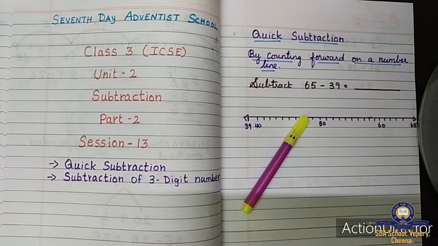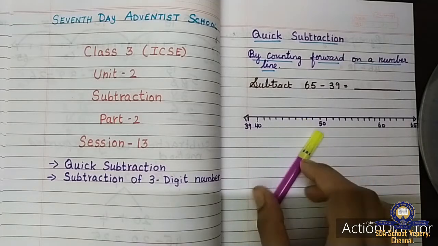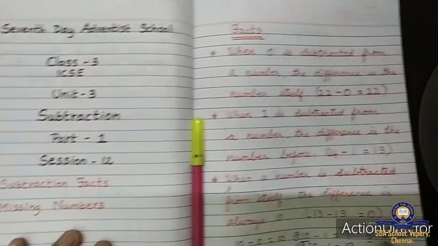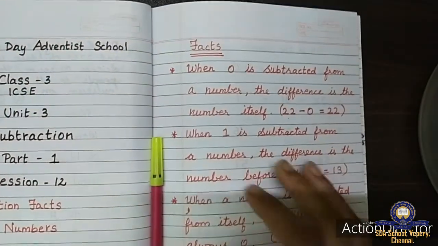Okay children, so today we are going to continue with Unit 2 Subtraction. Before that we are going to recall what we studied in our previous class. We studied a few facts about subtraction and how to find the missing number. First, quickly we shall recall the facts on subtraction.